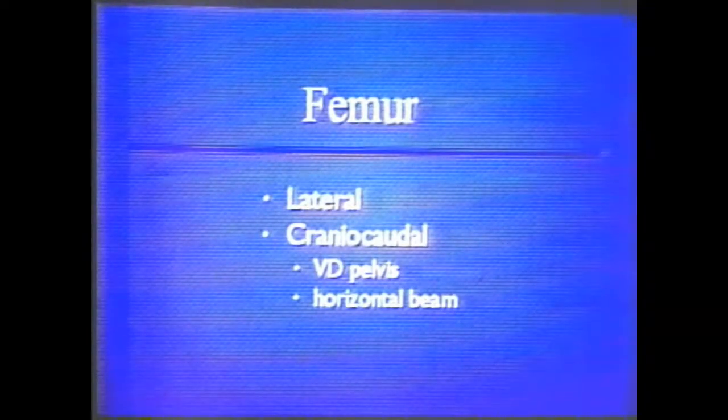The next area for consideration is the femur. Two different views are utilized: the lateral view and the cranial caudal. Two different positioning techniques can be used to obtain the cranial caudal view. The most common method is the inclusion of the femur in the extended VD pelvis examination, which has been previously demonstrated. The horizontal beam radiograph is particularly useful for making post-operative radiographs where less stress should be applied to the extremity in order to obtain proper positioning.